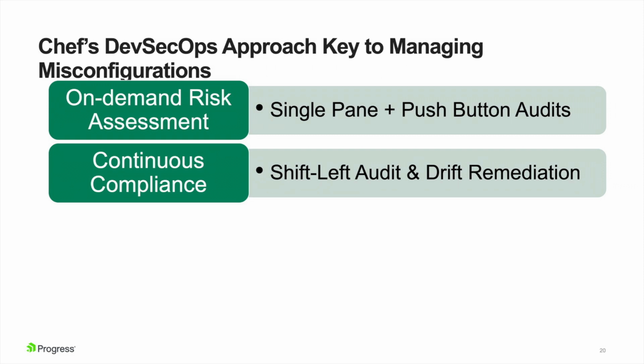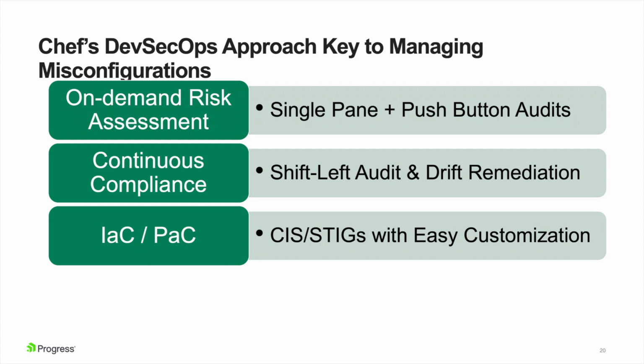We have extended our as code approach so that we support both infrastructure as code and policy as code using a common framework. We provide out-of-the-box and continuously maintained starter content for CIS STIGs, and we make it easy to customize these standards to meet your requirements. And this leads to a continuous compliance approach since Chef is capable of checking, validating, auditing your entire fleet on your desired frequency, with the capability of automatically remediating any configuration errors, including those caused by drift.